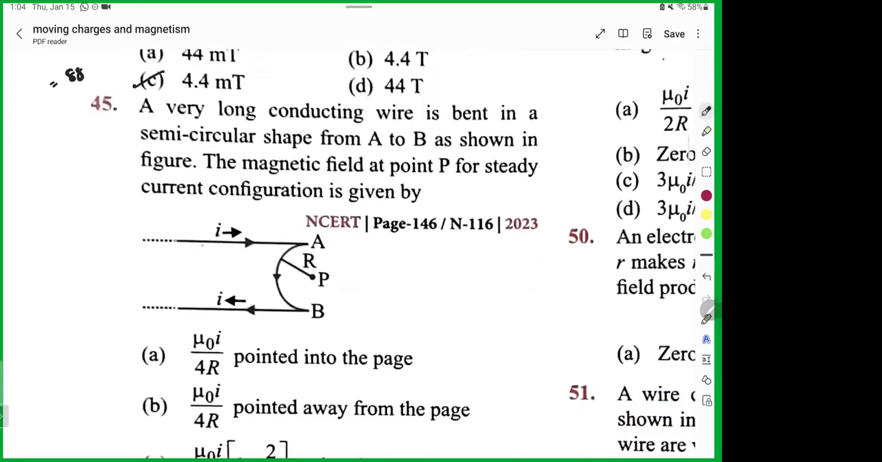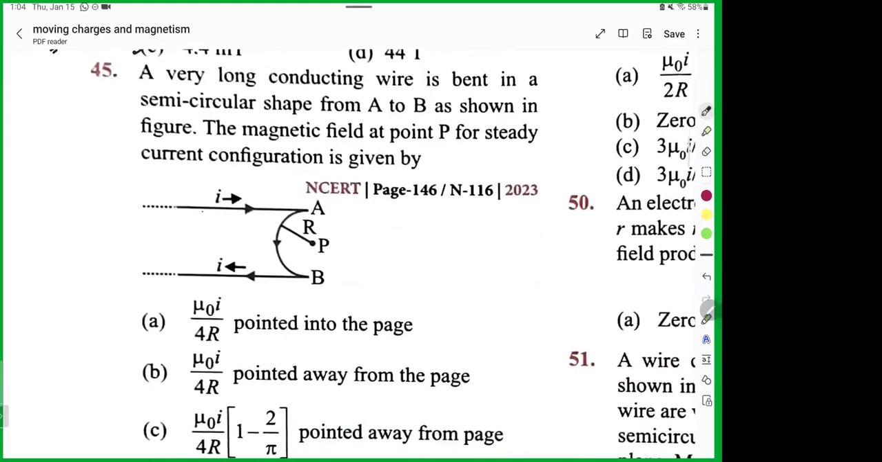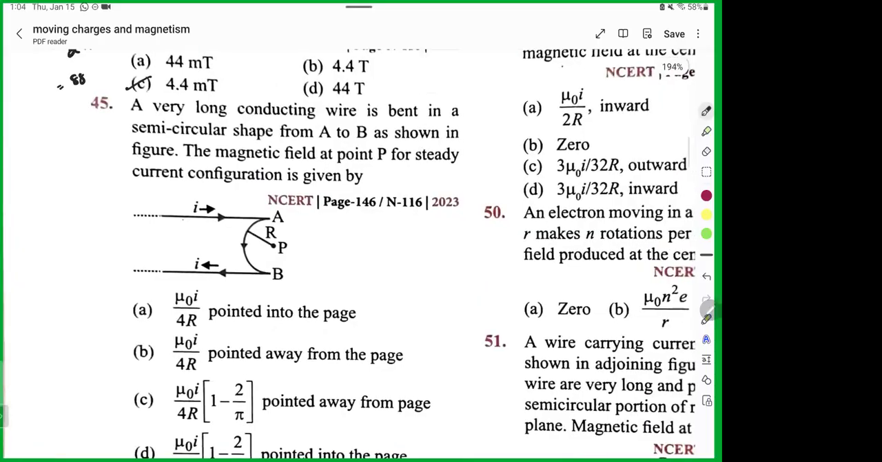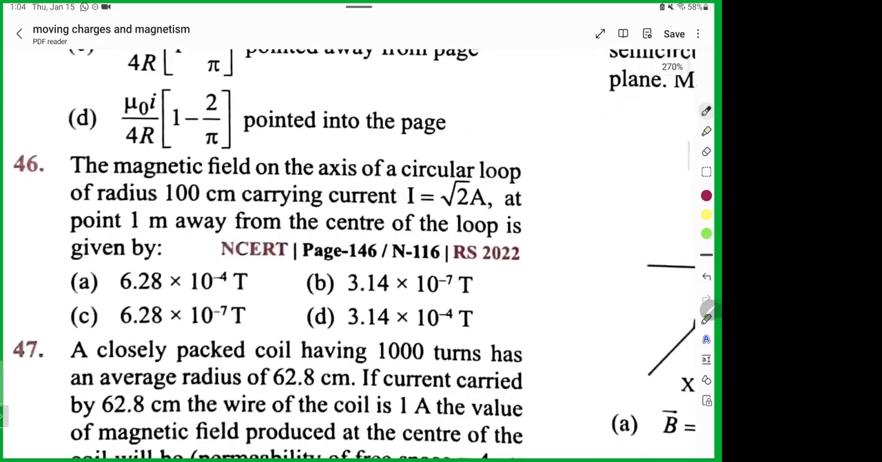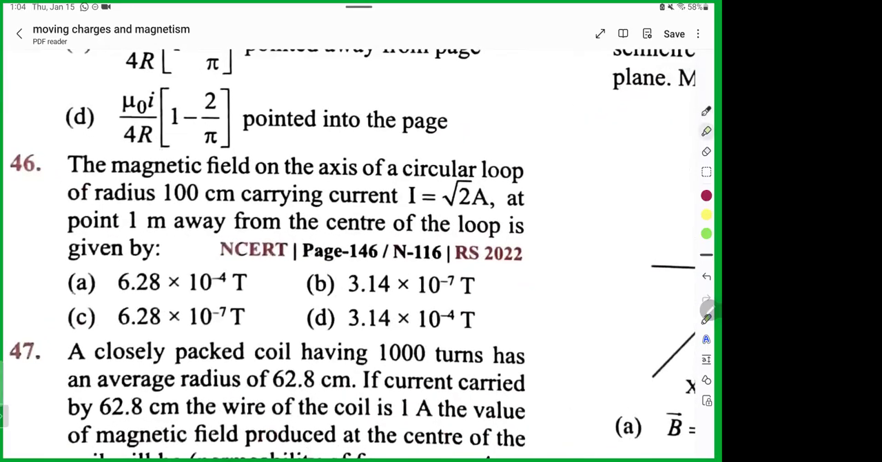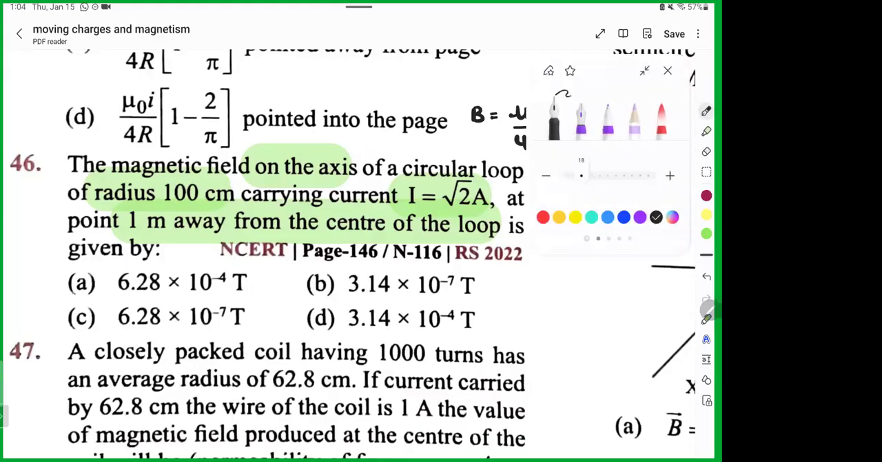Okay. Next, we'll do this later. Do the 46th question. Jordan: magnetic field on the axis of a circular loop of radius this, current this, at a point 1 meter away from the center of the loop is given by. Jordan, are you there? No, he isn't there, sir. Okay, Sarah, so tell me.